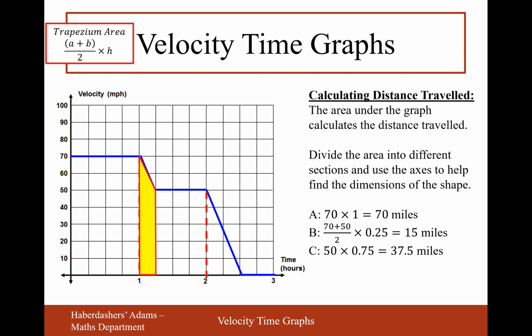That's 37.5. And in section D, that's a triangle. So that's base times height divided by 2. The base here is 0.5, half an hour, times by the height of 50, divided by 2. That's 12.5. And the total distance will then be all of these individual distances added together. So that's 135 miles that car will have travelled throughout that whole journey.